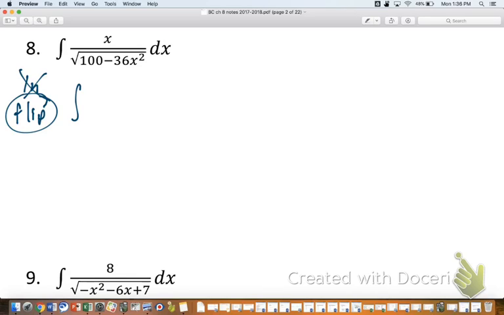Here's what it looks like. Integral of x, parentheses, 100 minus 36x squared, all to the negative 1/2 dx. You just flip the whole denominator up, and we're obviously doing two things in one. We're going from a radical to a rational exponent. We're changing the sign because we're flipping up. When you look at it from this perspective, isn't this a basic product where you say, hey, is the derivative of the inside the other factor?